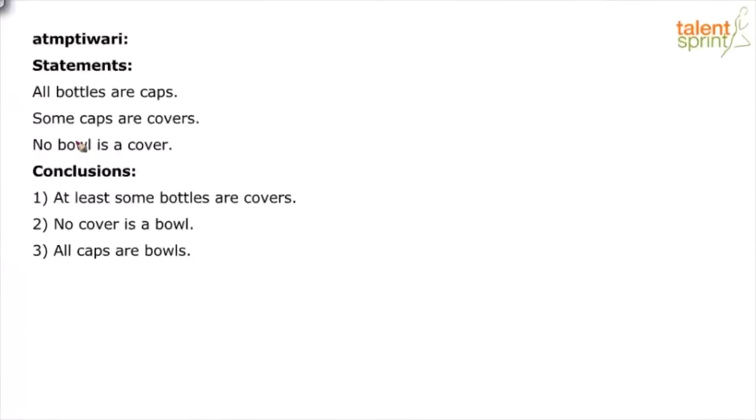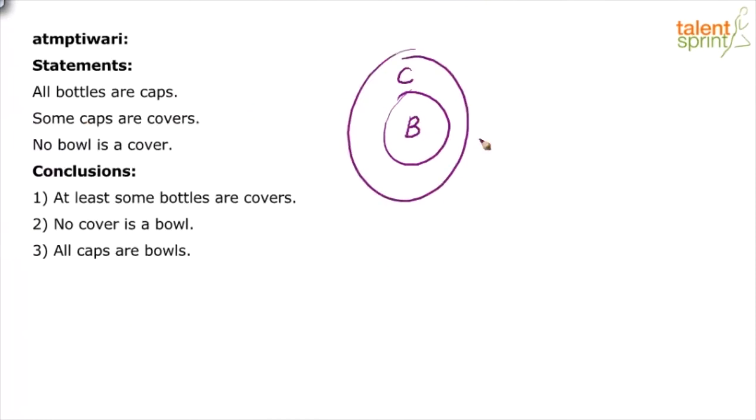All bottles are caps. Some caps are covers. No bowl is a cover. So draw the diagram for this. All bottles are caps. Some caps are covers. I think we will use CP and CV, because both these start with C, so let's not confuse ourselves.